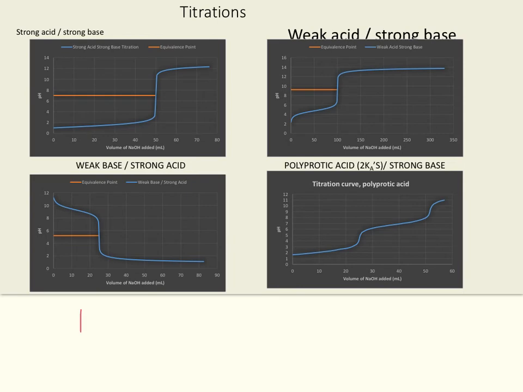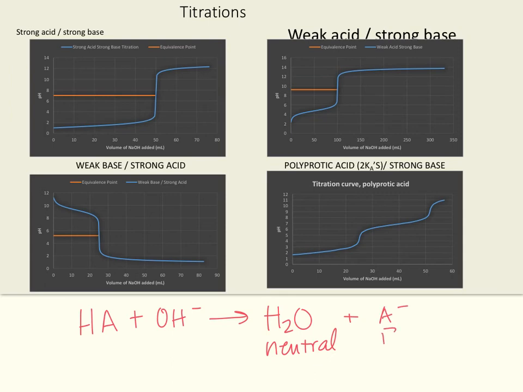So I'm going to show you an example of that. If we have HA, our weak acid, and we titrate that with hydroxide, then we're going to be producing water, which is neutral, right? And A minus. Now A minus is the base. It's the conjugate base of HA. And so that's why it has a greater than 7 pH.